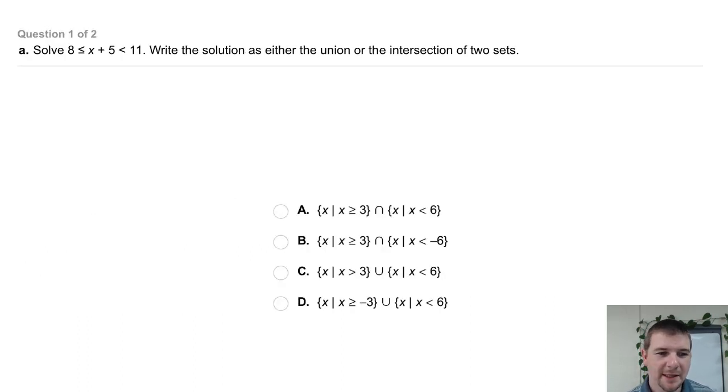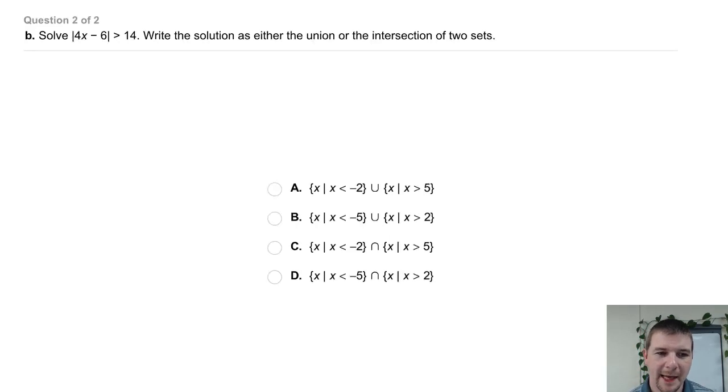Your turn. A, solve 8 is less than or equal to x plus 5, which is less than 11. Write the solution as either the union or the intersection of two sets. And B, solve the absolute value of 4x minus 6 is greater than 14. Write the solution as either the union or the intersection of two sets.